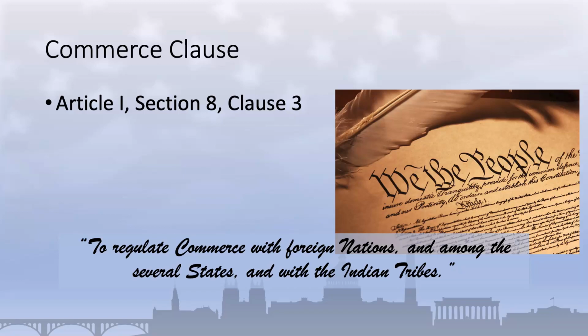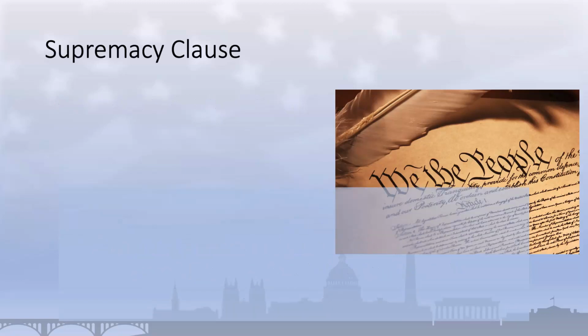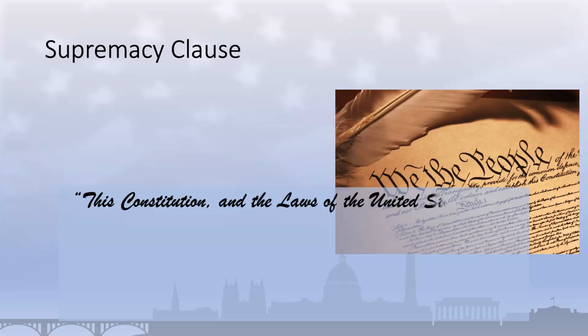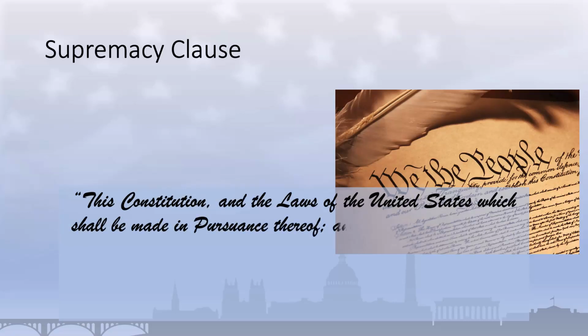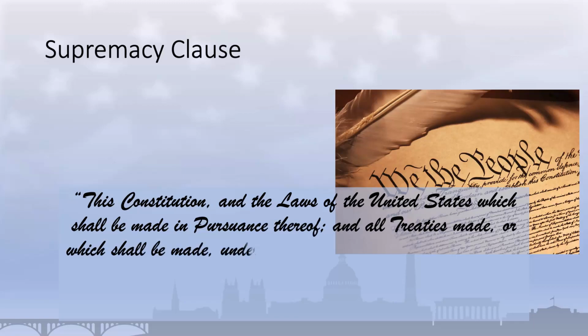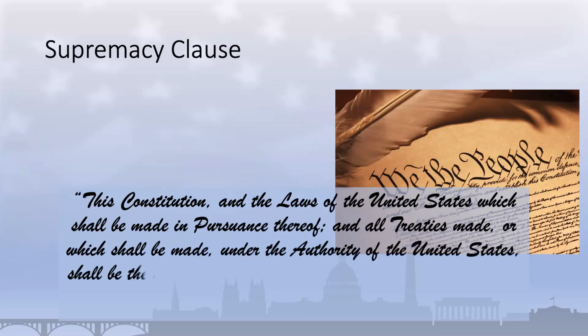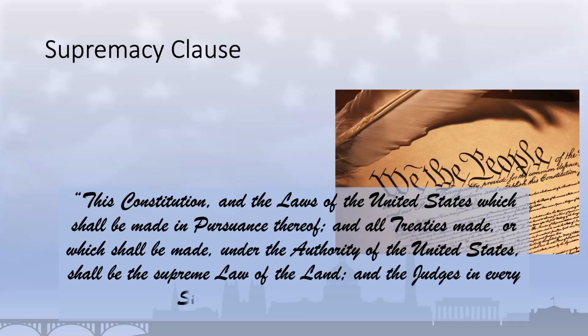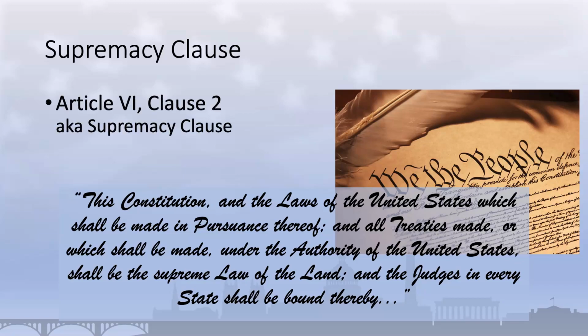Article 4, Clause 2 of the Constitution provides that this Constitution and the laws of the United States which shall be made in pursuance thereof, and all treaties made or which shall be made under the authority of the United States shall be the supreme law of the land, and the judges in every state shall be bound thereby. This is often referred to as the Supremacy Clause. It's intended to ensure that federal law takes precedence over conflicting state laws, emphasizing the authority of the federal government.